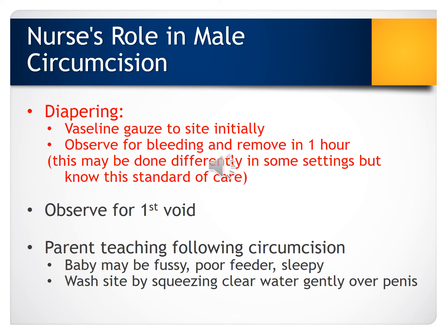And note, heavy bleeding is abnormal. We want to make sure there's a void, and that usually, like I said, is delayed. And so we want to talk to the parents and have them understand that the baby is again going to be irritated, and how we clean the site. And so again, we're just squeezing clear water over the penis and applying that Vaseline directly onto the penis and onto the diaper.